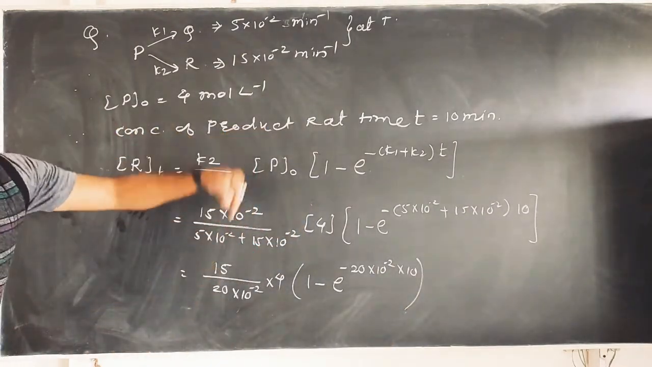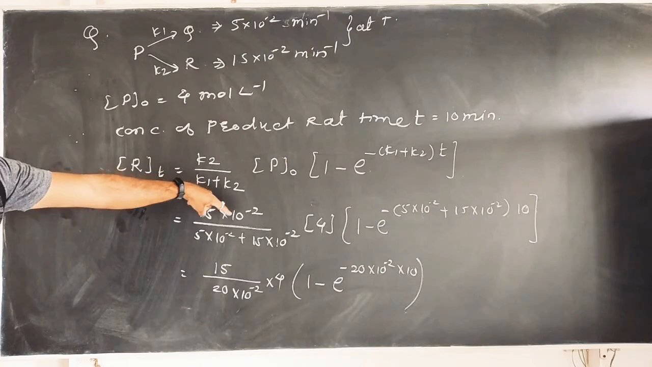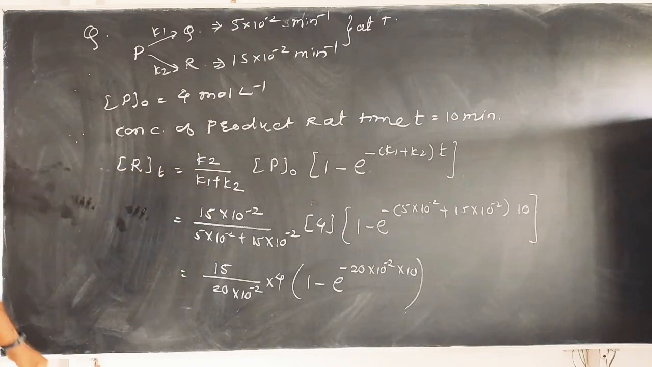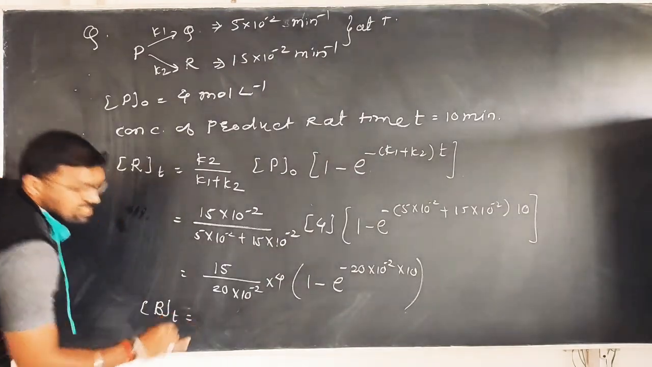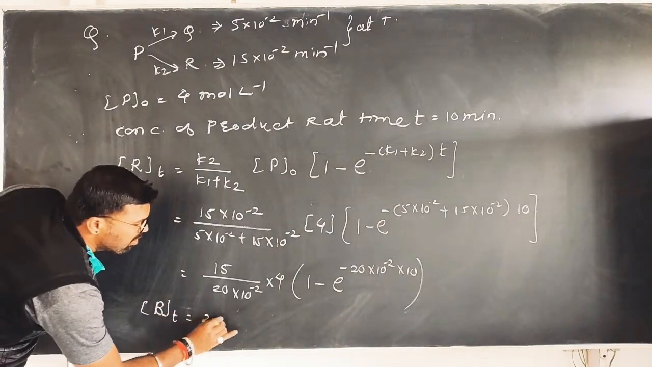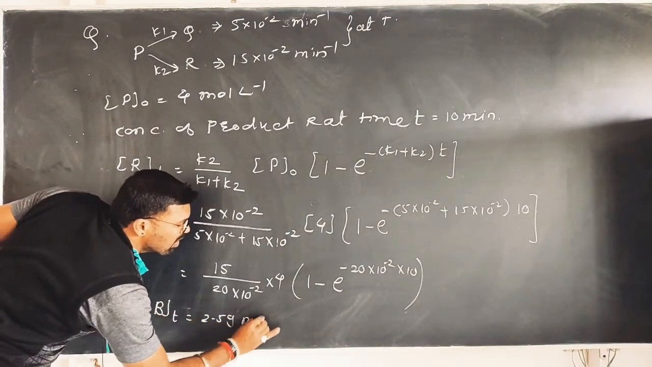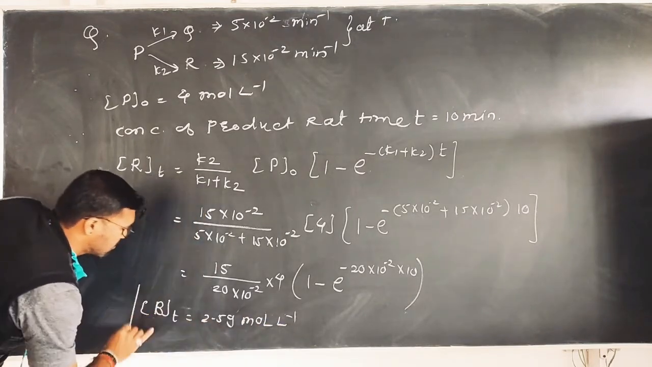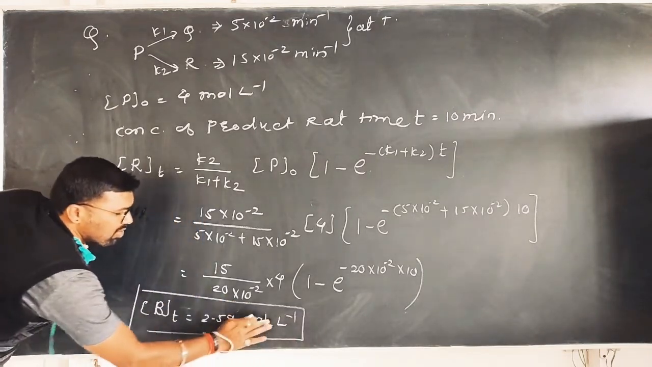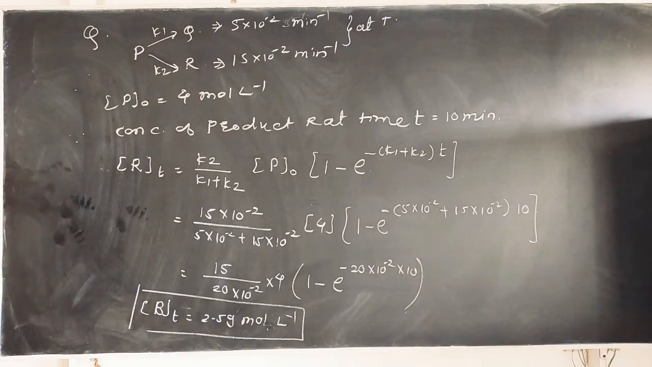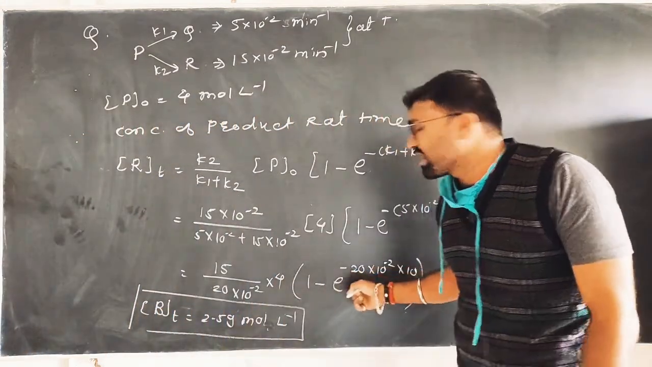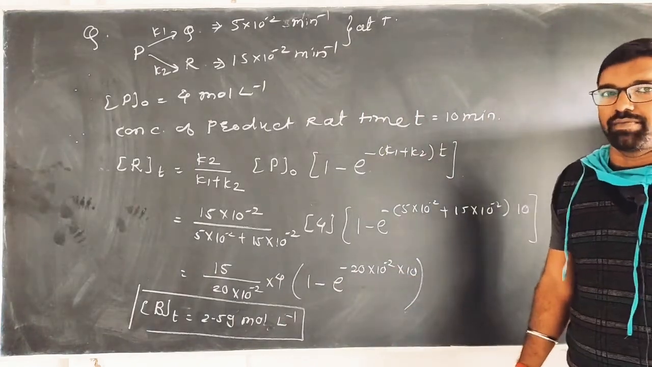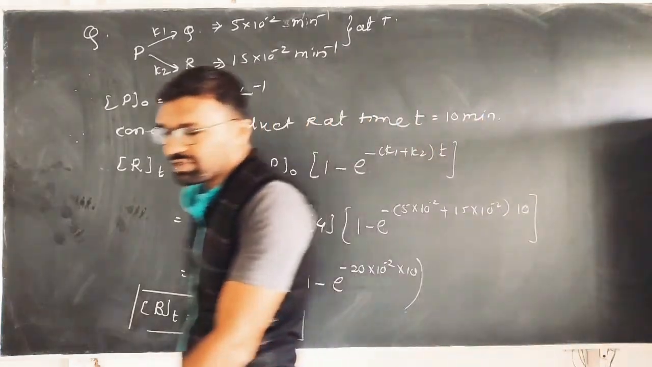By solving all this calculation, we have the final value: the concentration of B at time t is equal to 2.59 moles per liter. If you have any problem in the calculation, ask me on WhatsApp, and I will provide you the whole calculation.